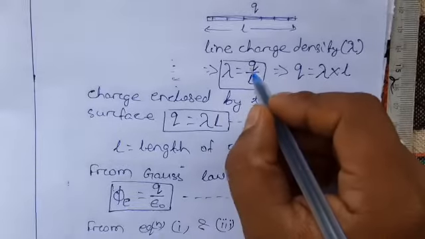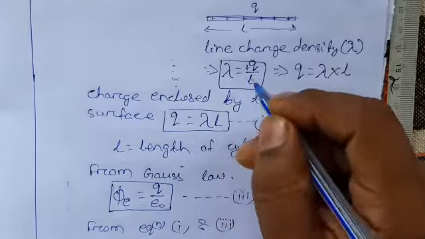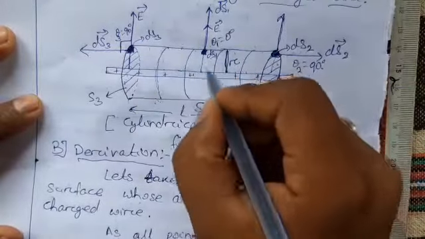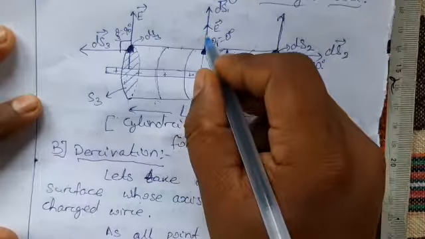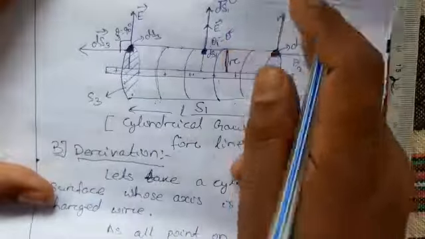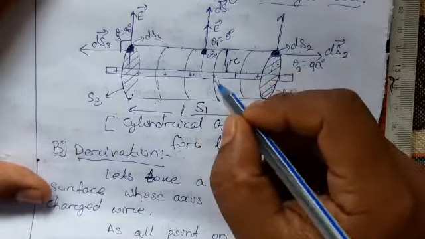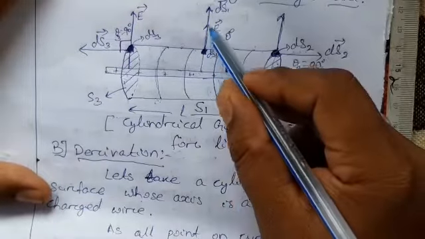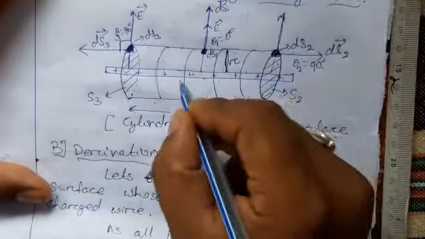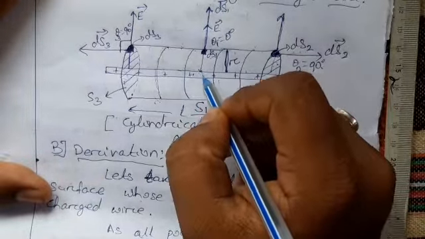Now see, here Q is positive, so I can say lambda is positive. For positive charge, the line charge is positive. That's why the electric lines of force are radially outward. If lambda is positive, that means Q is positive, that implies the electric lines of force are radially outward. If the charge is negative, the lines of force will enter like this and mix with the negative charge.